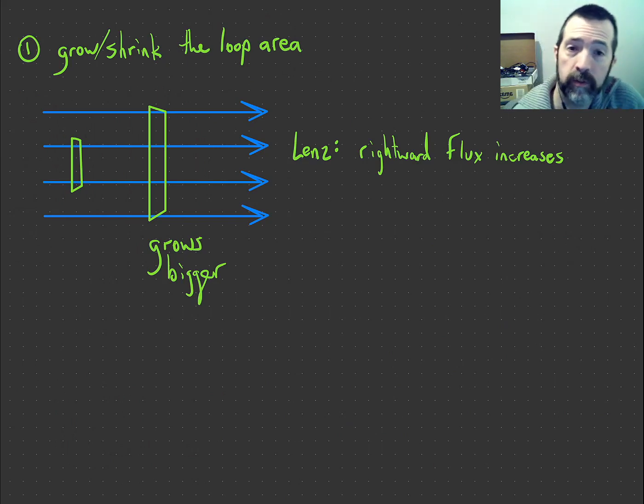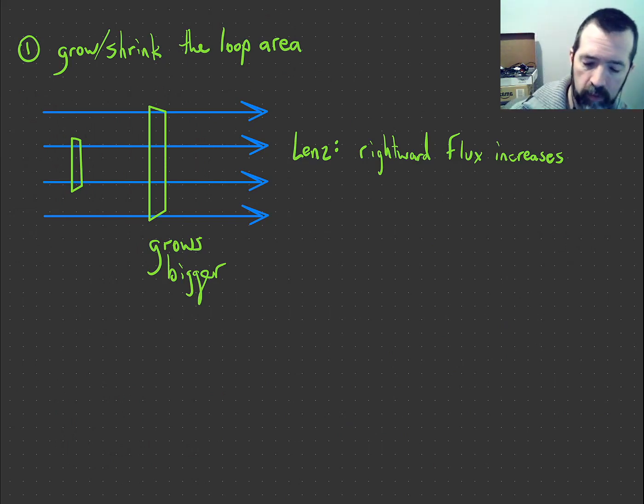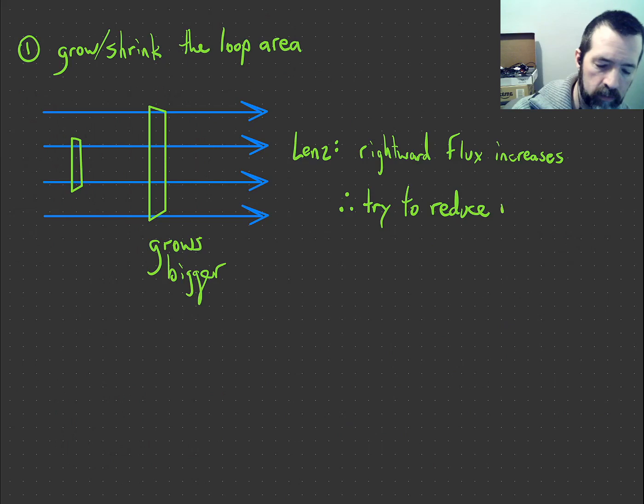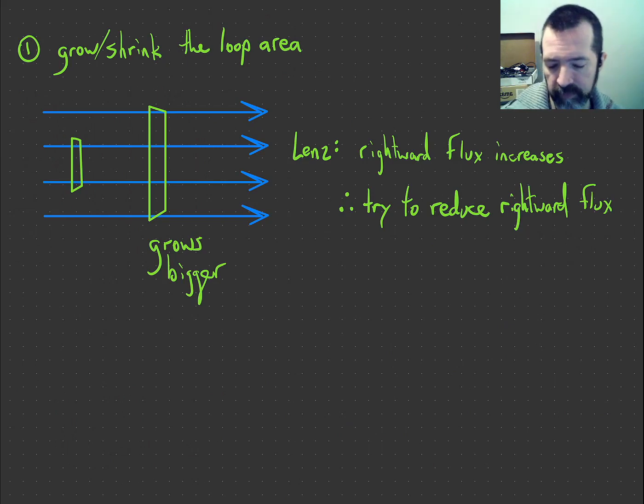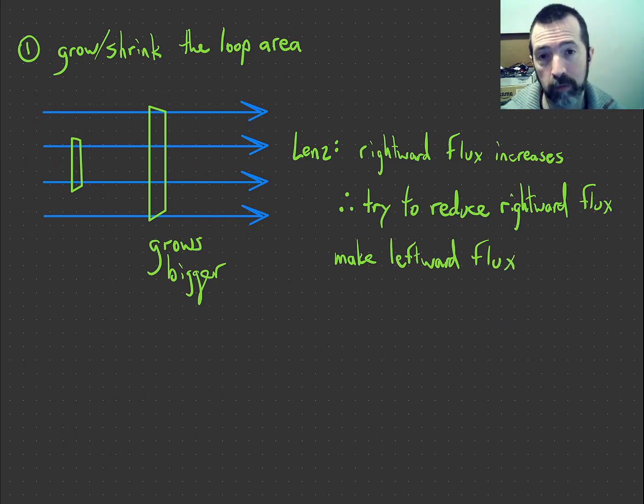I know that the end result, the direction of my induced EMF, is supposed to try to counteract that change. So the rightward flux is increasing, it's getting stronger. Therefore, I should try to reduce the rightward flux. I want to do the opposite of whatever is happening in the first place. So that means that I need to make leftward flux, because that way I can kind of cancel out some of the new rightward flux.